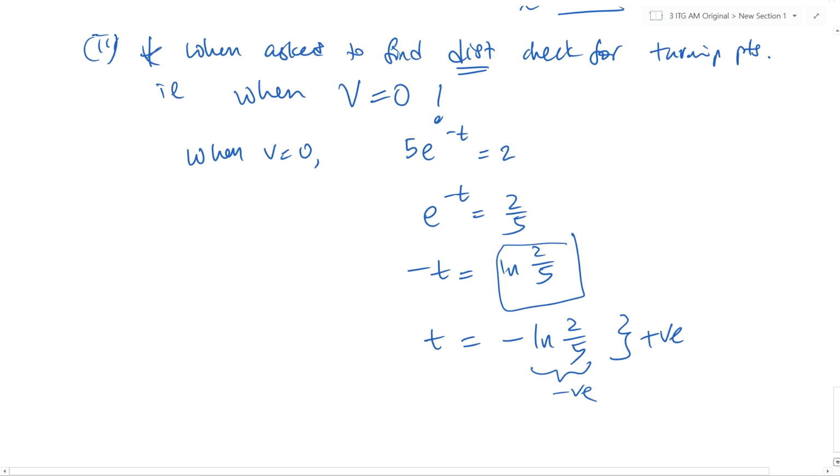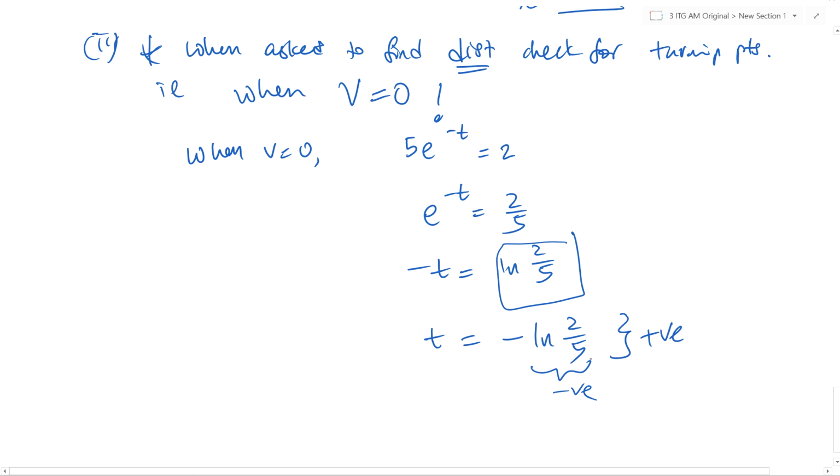Okay, so we know that there's a U-turn over here. It's traveling to the right, it U-turns when time equals negative ln 2 over 5. Ln 2 over 5, although it is exact, doesn't help me visualize exactly what that number is. So let's use our calculator. So this is approximately how much? 0.92. Okay.